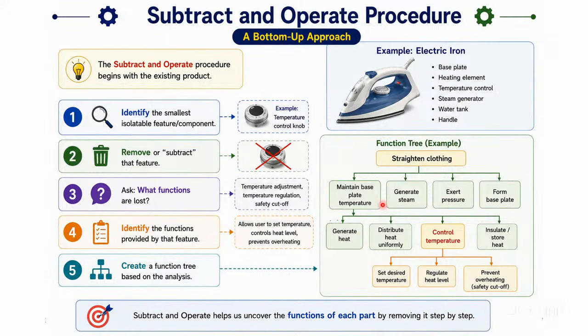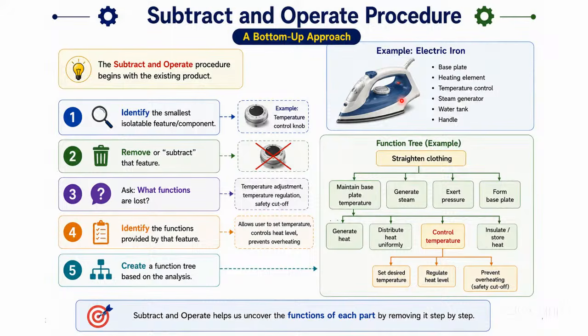Then we'll go for the second approach, that is subtract and operate procedure. So let us take the same example, that is electric iron box. It is a bottom up approach that we are going to see. We are going to identify the smallest isolatable feature or component in that iron box. Let's say, for example, temperature control knob. We'll take that knob, we'll subtract it or remove it. That is, you remove that control knob. You assume that that control knob is absent as of now.